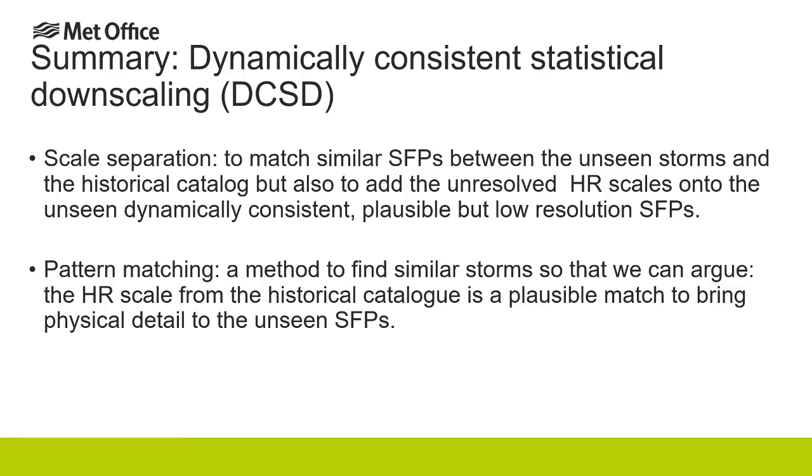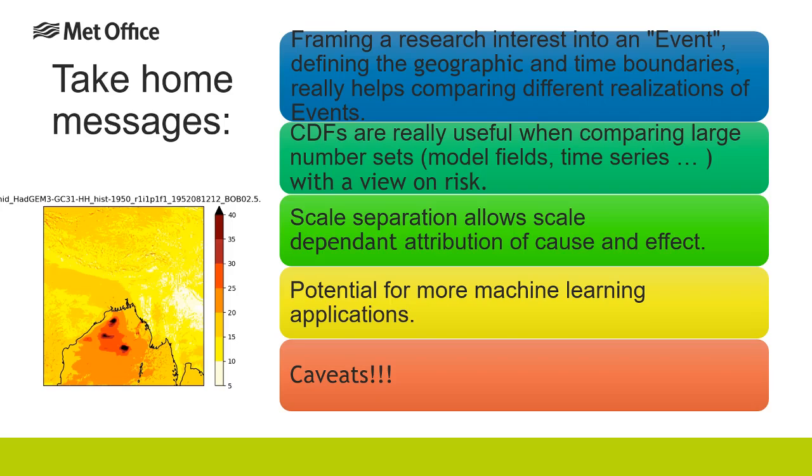So in summary, the dynamically consistent statistical downscaling works by scale separation to match similar storm footprints between the unseen storms and the historical catalogue, but also to add the unresolved high resolution scales onto the unseen dynamically consistent, plausible, but low resolution storm footprints. Pattern matching is a method to find similar storms so that we can argue the high-resolution scale from the historical catalogue is a plausible match to bring physical detail to the unseen storm footprint.